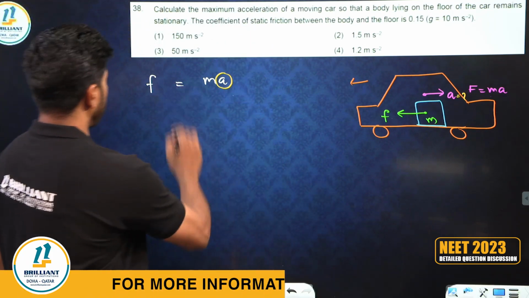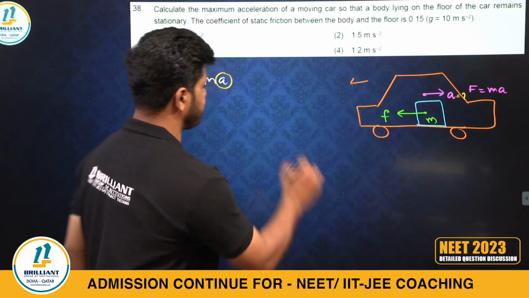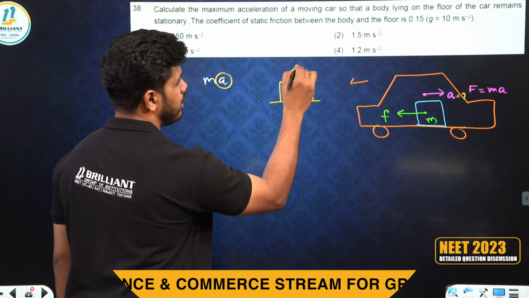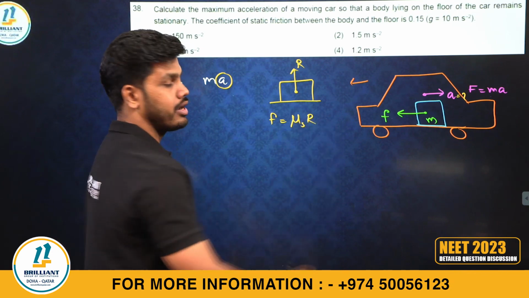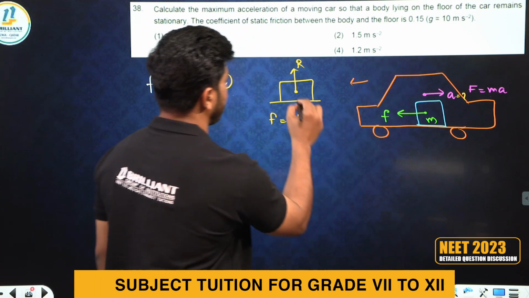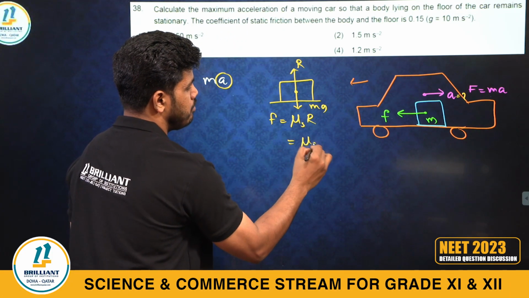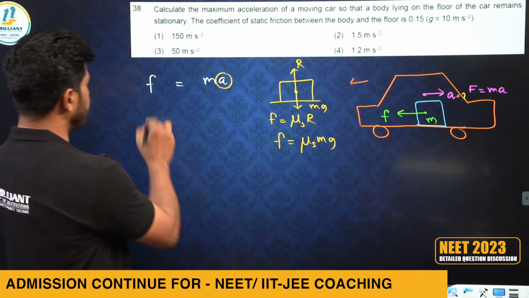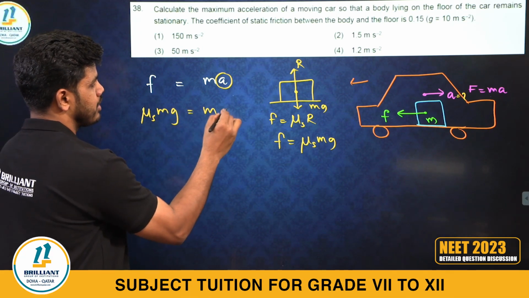How will you find the static frictional force? Static frictional force is always on the horizontal surface. We know if the block is kept on a horizontal surface, frictional force will be mu S into R, where R is the normal reaction. For a horizontal floor here, weight and normal reaction are equal. So instead of R, you can even write mu S into mg. This is the frictional force. Yes, so we can substitute here. Frictional force is mu S into mg, which is equal to m into A.